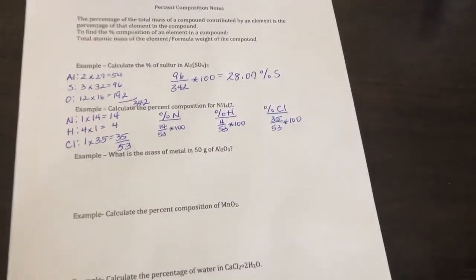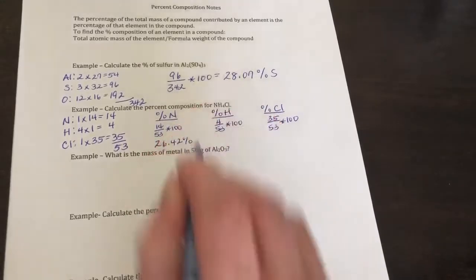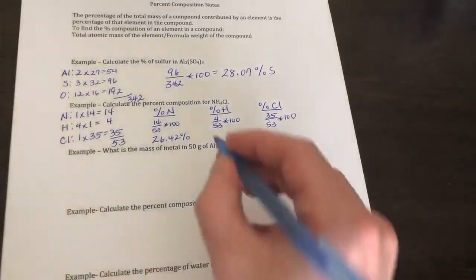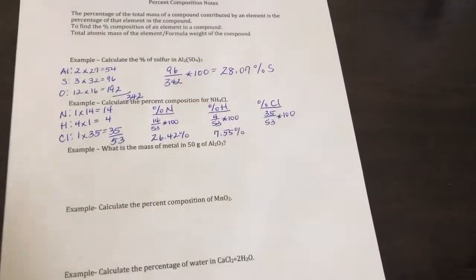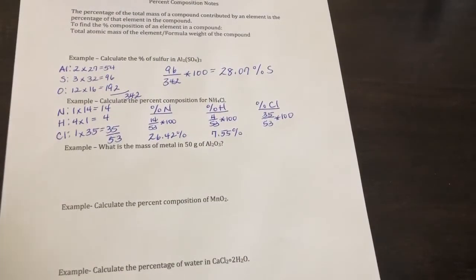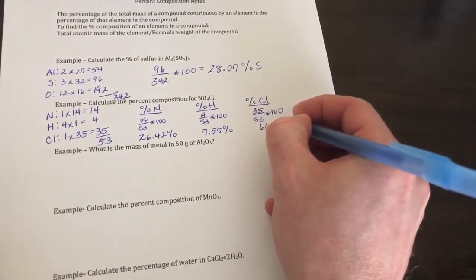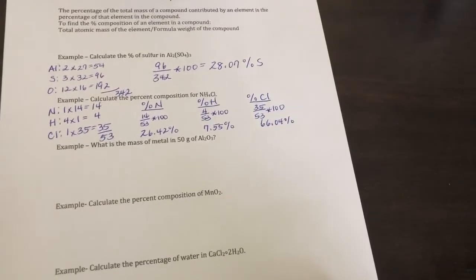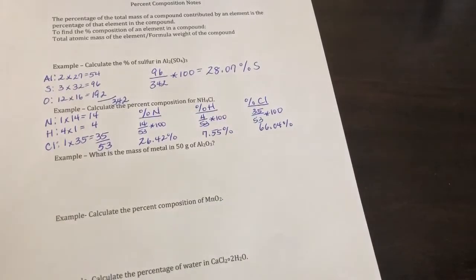Okay, so 14 over 53 times 100 is 26.42%. 4 over 53 times 100 is 7.55%. And then 35 over 53 times 100 is 66.04%. Now, common sense is going to tell you that your percentages should add up to something really, really close to 100%. Okay? So make sure you do that. And there's nothing more to it.